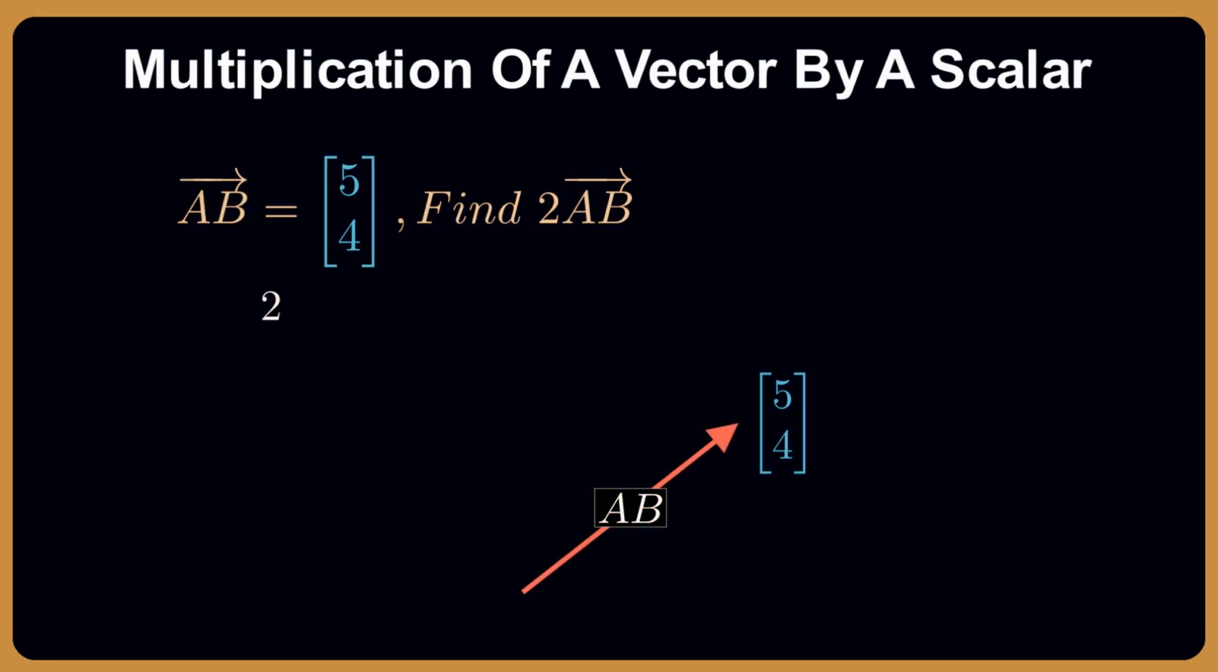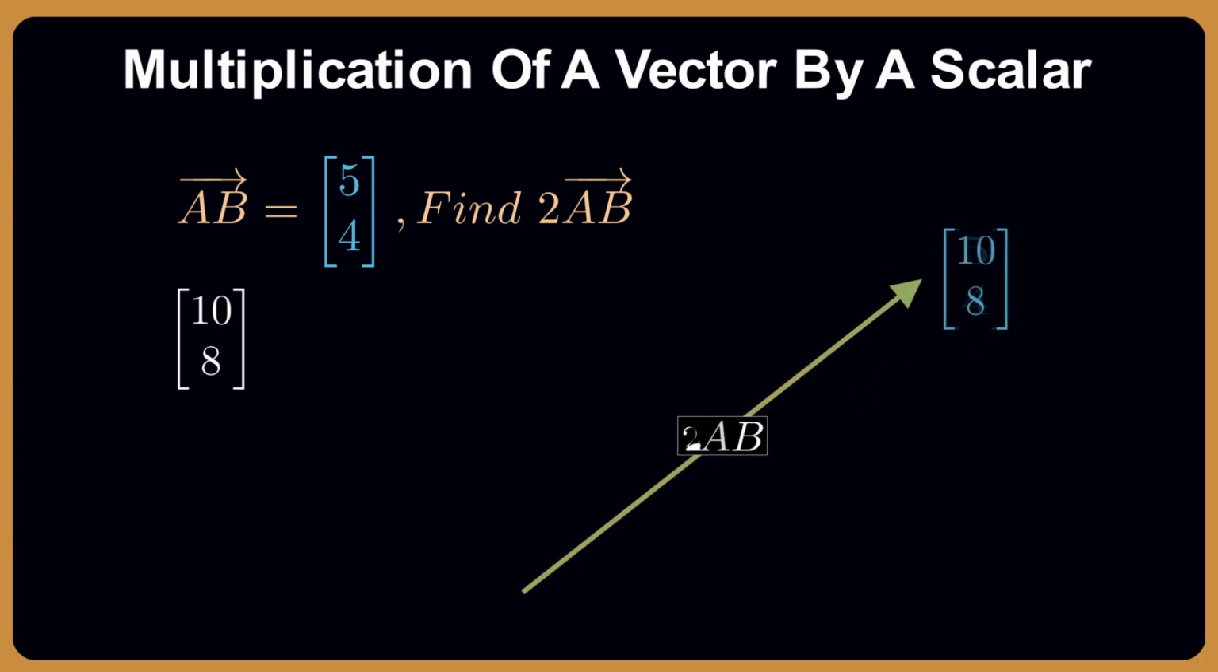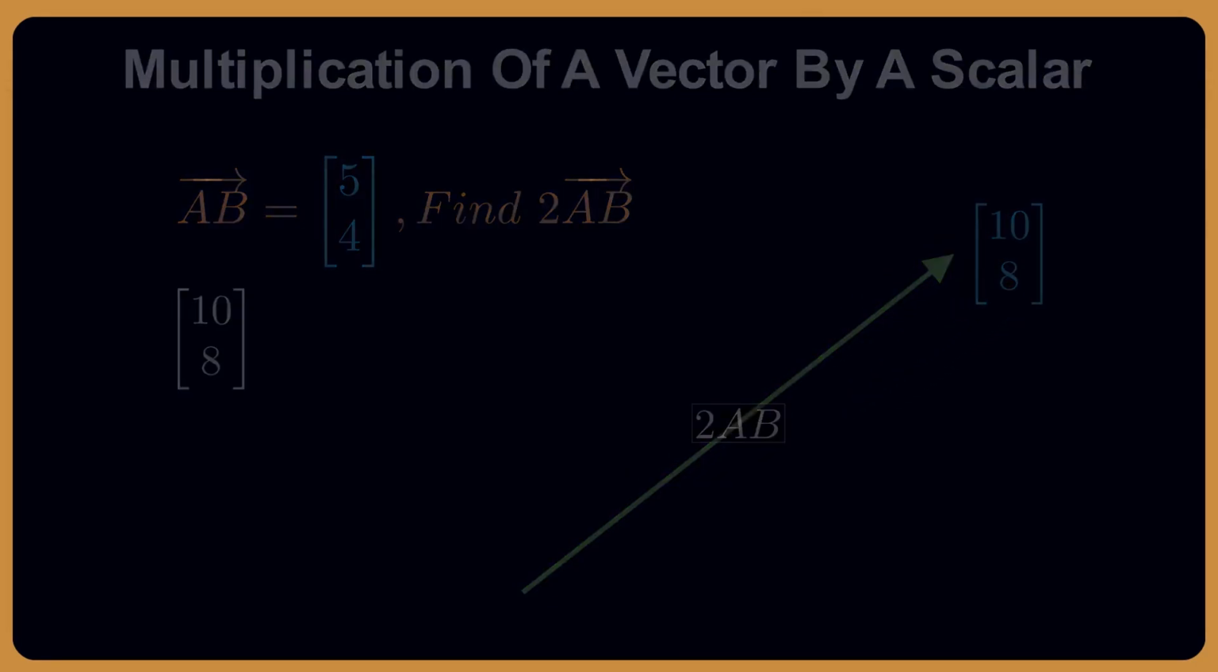To solve this question, simply multiply both x and y by the scalar separately. 5 times 2 is 10, and 4 times 2 is 8. By applying a scalar, the vector becomes that many times the size. In this case, its size doubles.